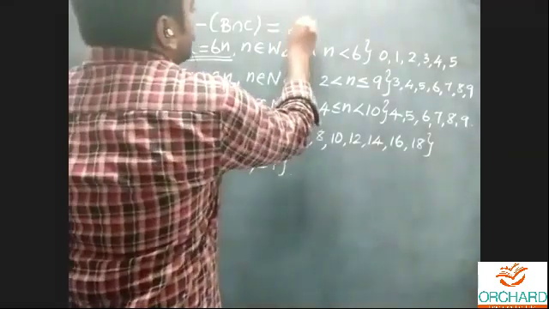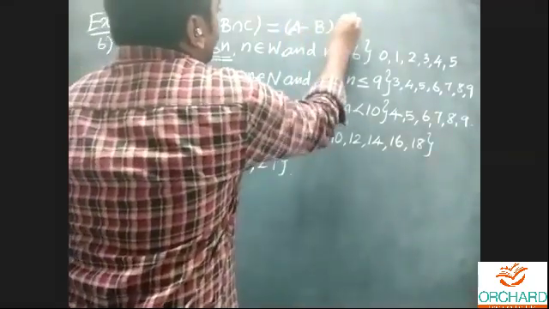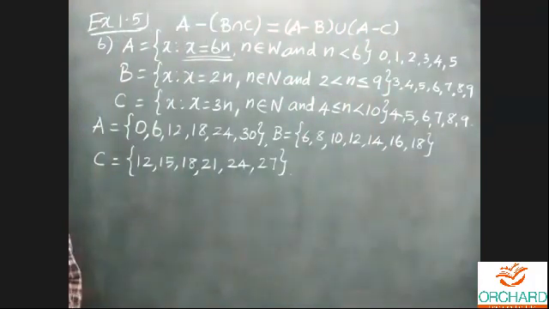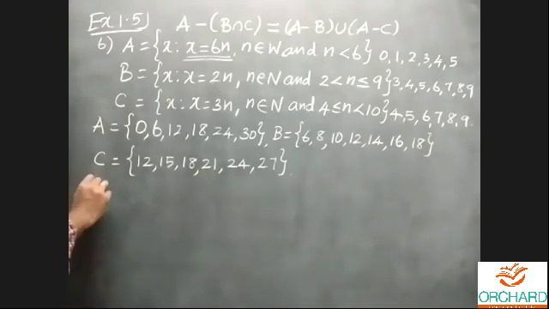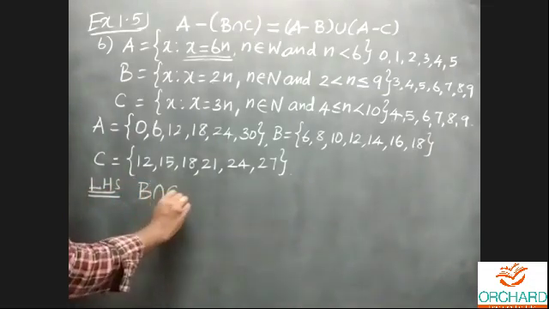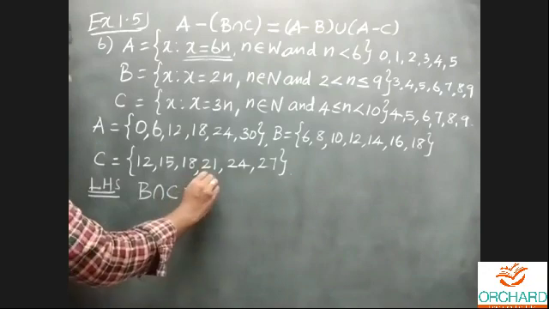A difference B union A difference C. First, we will consider the left hand side, and next we will move on to the right hand side. For the left hand side, B intersection C, the intersection between the sets B and C.